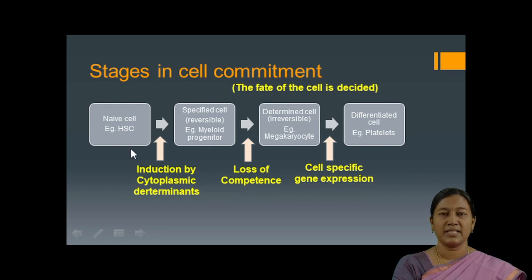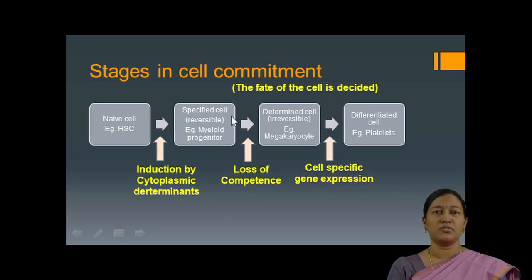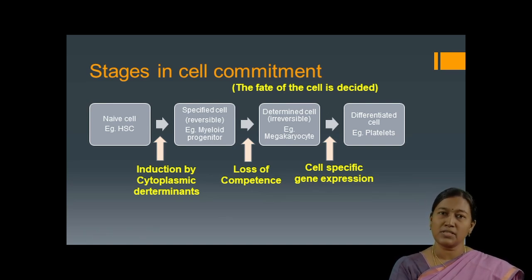A naive cell is a cell which is not yet committed. In the next stage of commitment we have the specified cell. A specified cell is in the process of becoming committed, so it can reverse back. Then the third stage is the determined cell, which means the process is irreversible. Once it becomes determined, it cannot reverse back. And a differentiated cell is the final stage. The cell is completely differentiated, it receives its function and becomes a fully functional cell, like a nerve cell. Once it is formed, it is that cell.